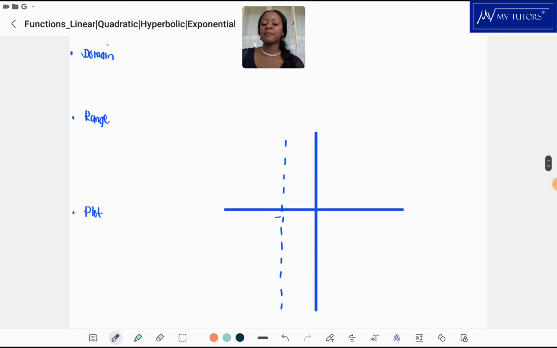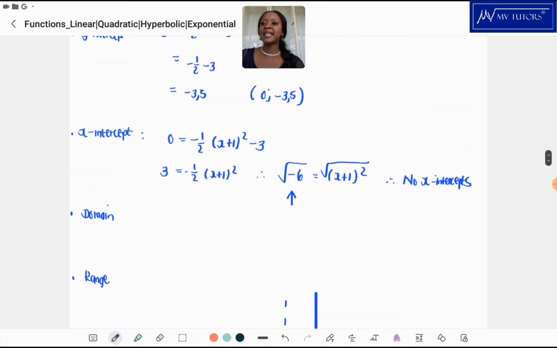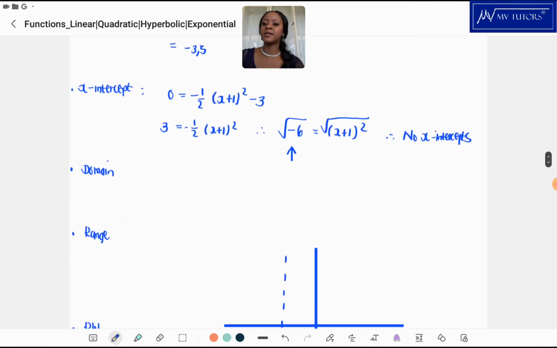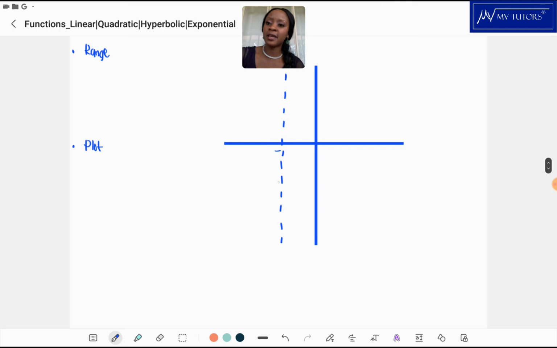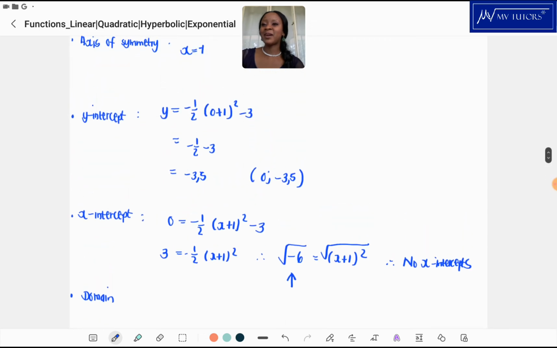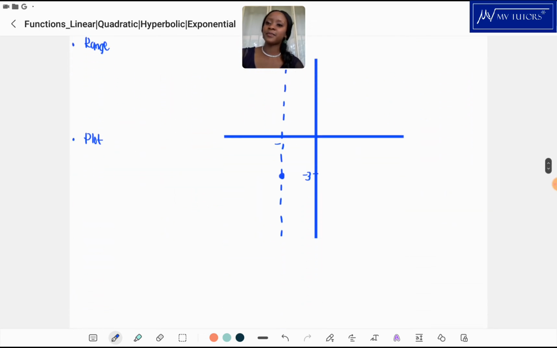So yes, I have my axis of symmetry. And what is my turning point? My turning point is (-1, -3). So I have -1 there, and I have -3. Let's just say -3 is there. So this is my turning point. And then what is my y-intercept? Do you see why we don't have roots? My y-intercept is -3.5.